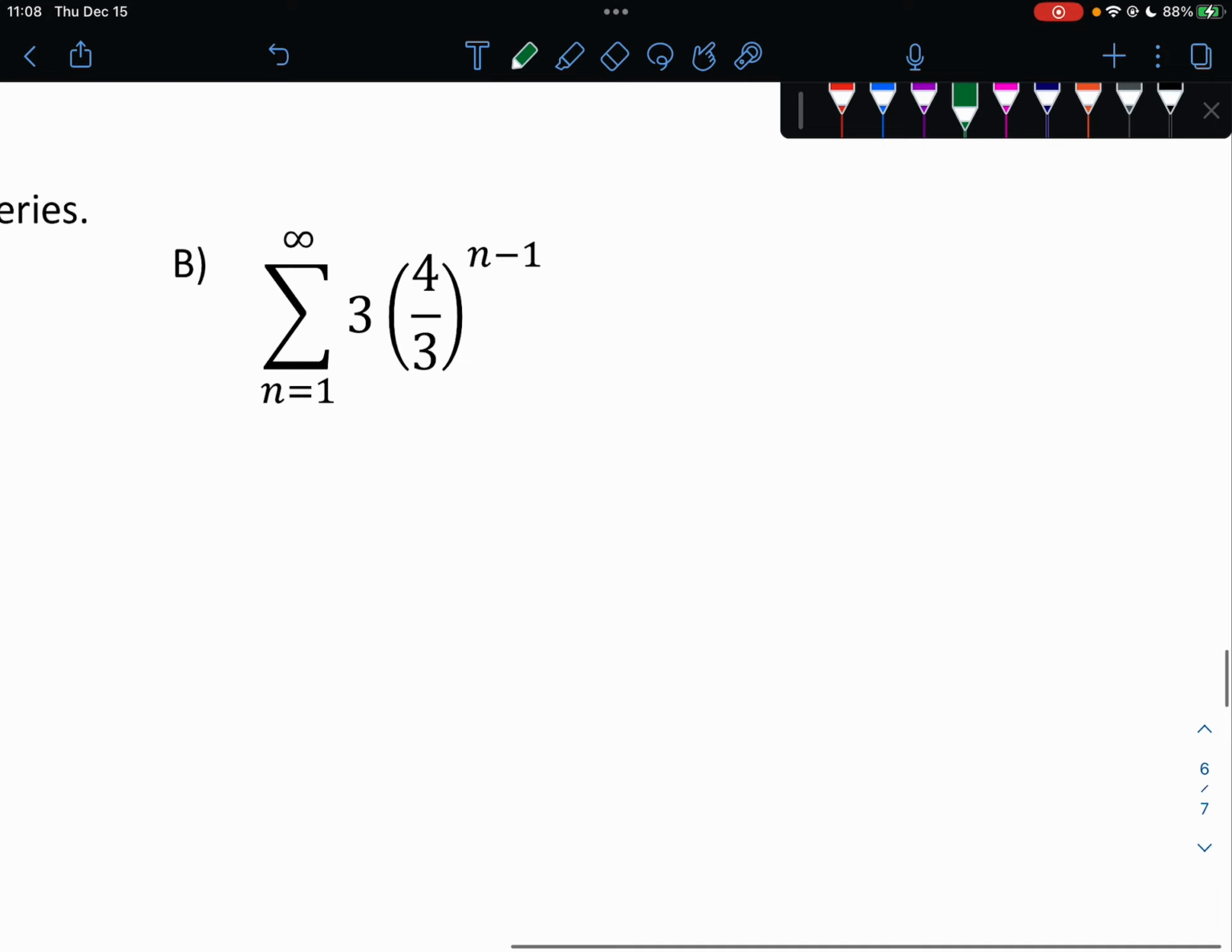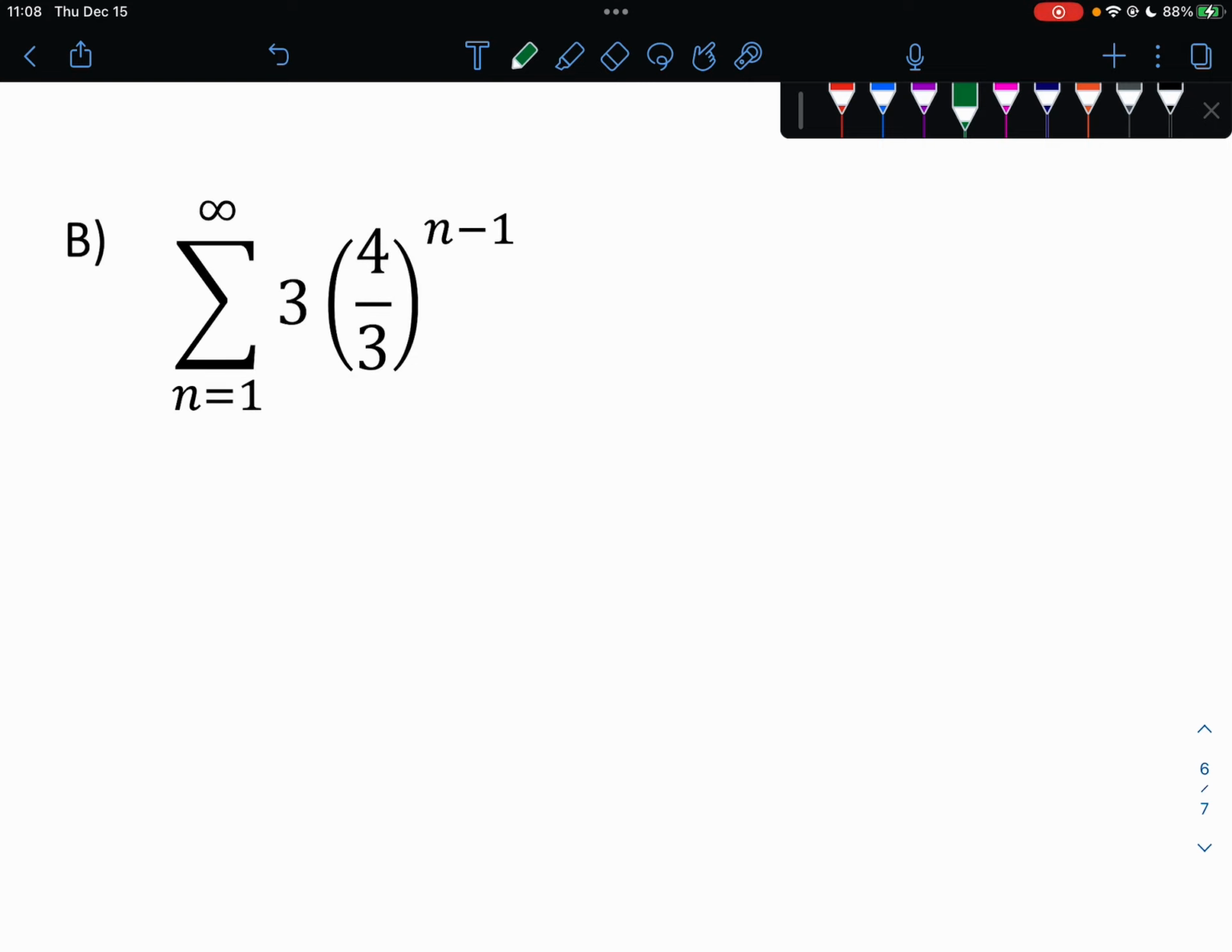The second one. This is a geometric series. It's infinite. So we have to look at r. Absolute value of 4/3 is greater than 1. So this series then diverges, and it's going to go to infinity. So the answer to this is going to be infinite.